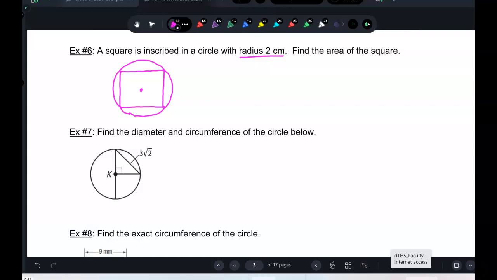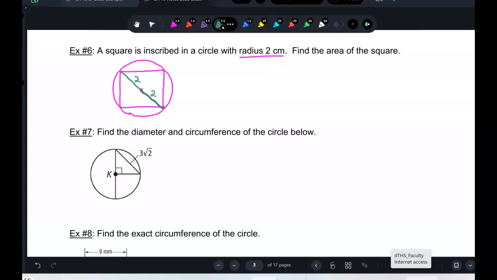So here's what I'm going to do. I'm going to draw the radius here, so we'll hit the corner of the square. Does it make sense to draw the radius this way? No. So that's why I draw it to the vertex. Is that part of the diagonal? The diagonal all the way across would be 4 total.